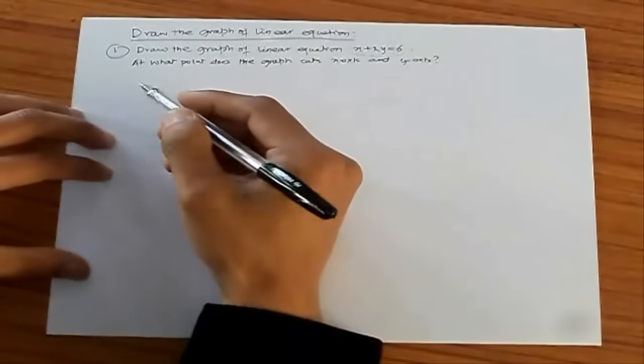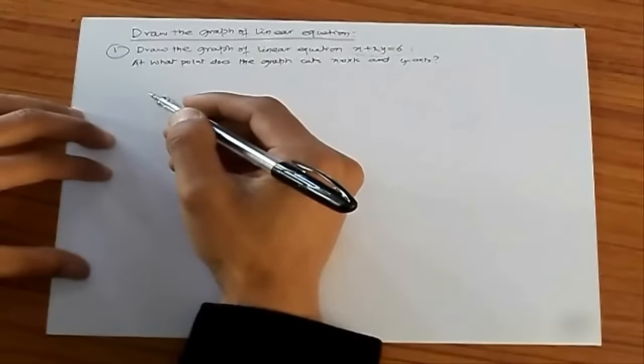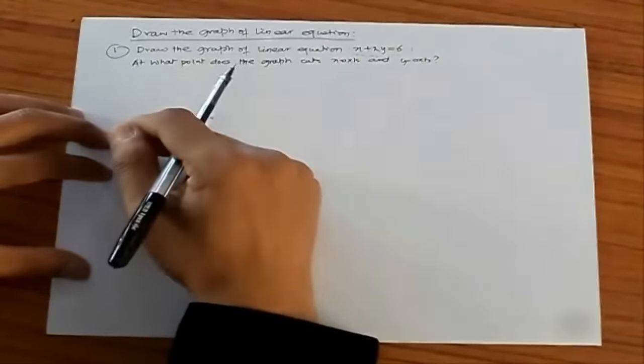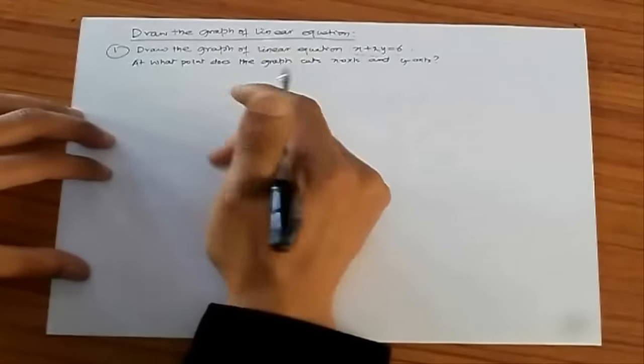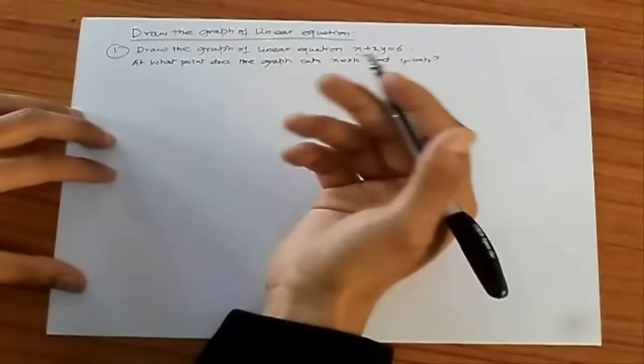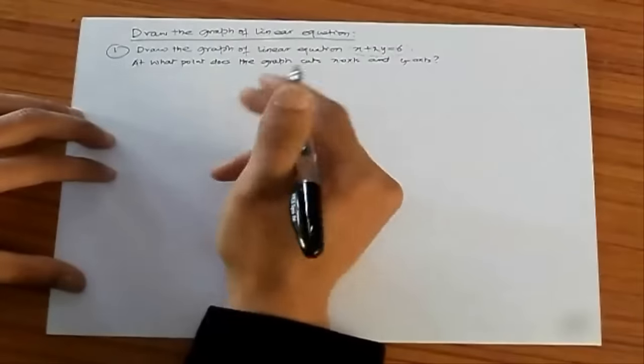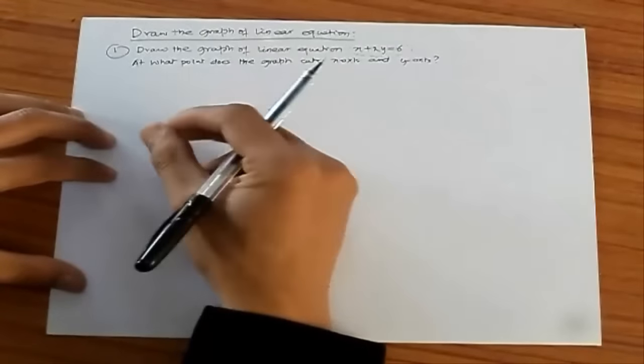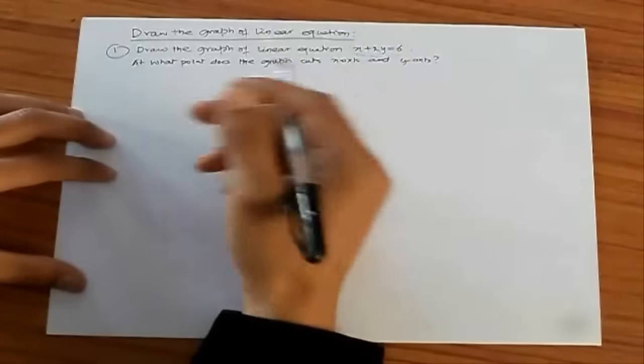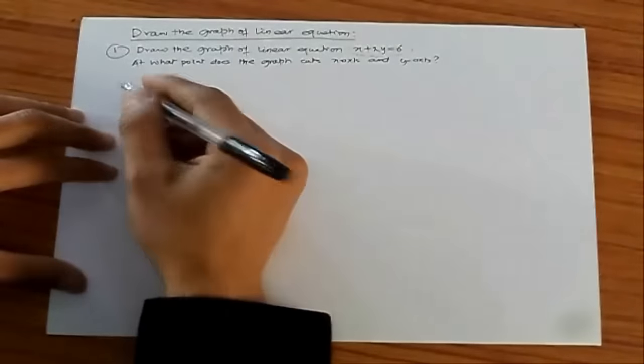So in order to plot a line, we need at least 2 points, and when we join these 2 points, then we'll get a line. So in order to get 2 points, we are going to find 2 solutions. So each solution will become a point in a graph, or on a plane, or in a Cartesian plane.